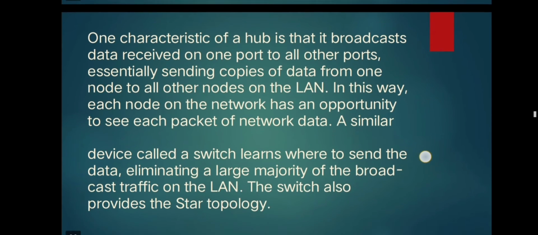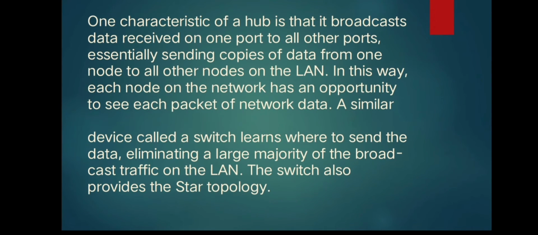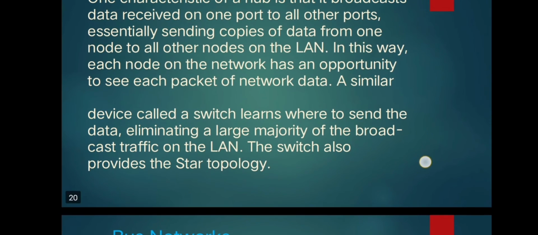One characteristic of a hub is that it broadcasts data received on one port to all other ports, essentially sending copies of network data from a node to all other nodes on the LAN. In this way, each node on the network has an opportunity to see each packet of network data. A similar device called a switch learns where to send the data, eliminating a large majority of the broadcast traffic on the LAN. The switch also provides the star topology.